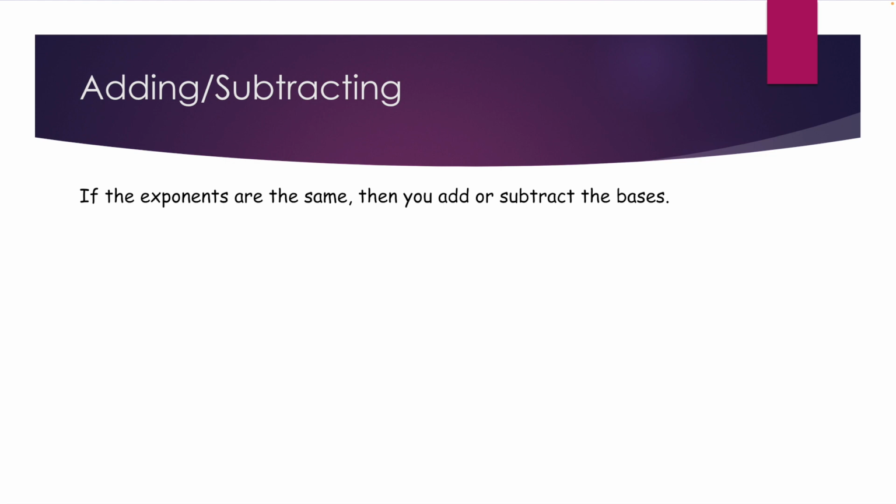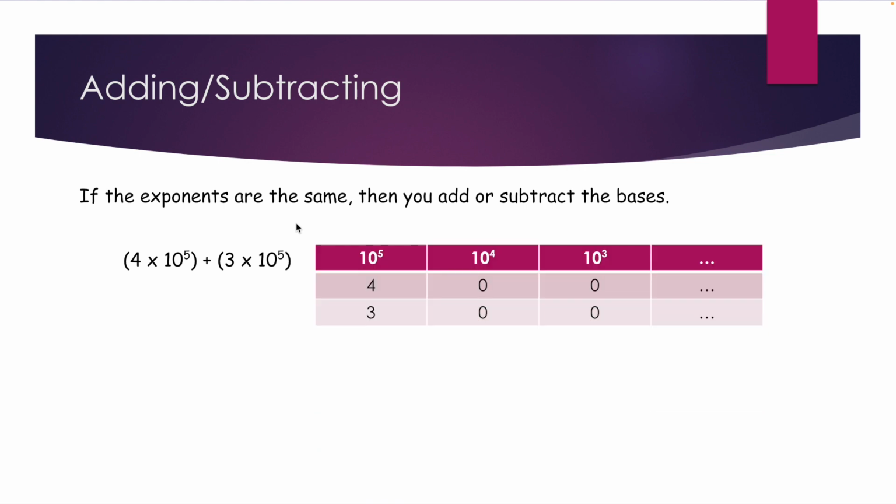If the exponents on the powers are the same, then you can add or subtract the bases. So for example, if I have a question like this, the powers on the 10 are the same. If we were to think about that in a place value chart, the numbers would look like this. So on this side I would have my ones and my tens, my hundreds, and then I get my thousands, 10,000s, 100,000s column.